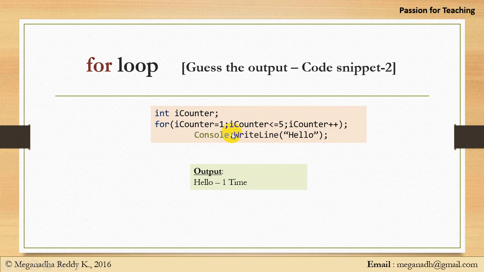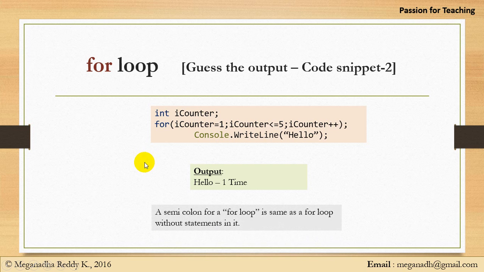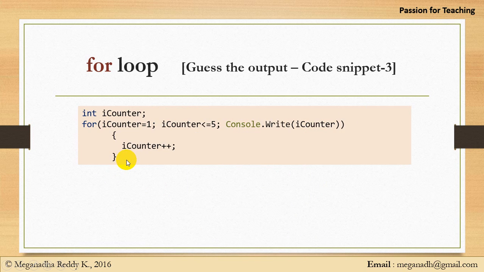And now remember, a semicolon for loop is the same as a for loop without any statements in it. That is the reason why this console.WriteLine is not considered to be inside this for loop. Okay, so now let's see one more example and understand one more code snippet.